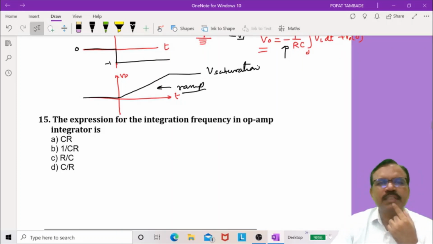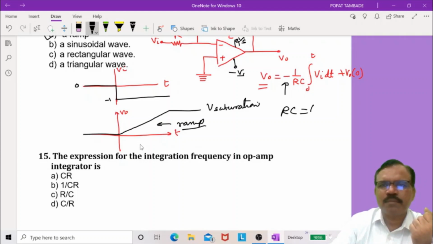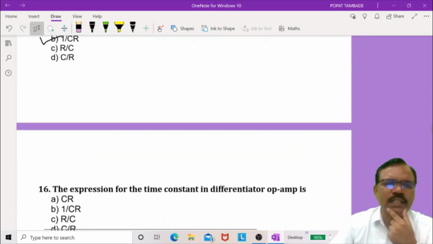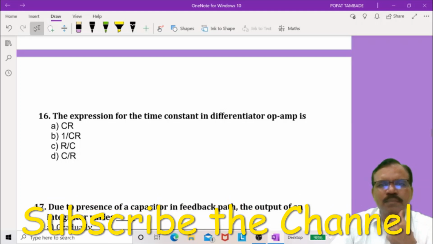Now the expression for integration frequency in an op-amp integrator is, here RC is the time constant. So the frequency is 1 upon RC, so here 1 upon CR. The second one is correct.